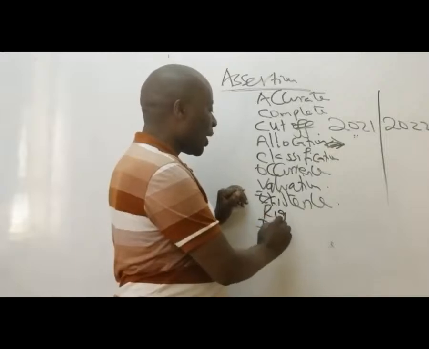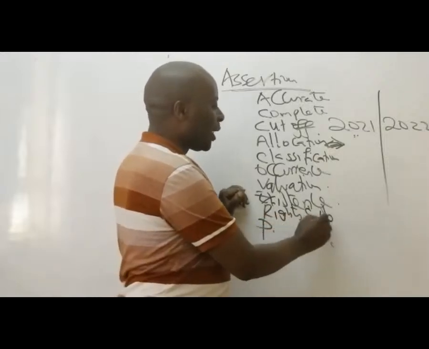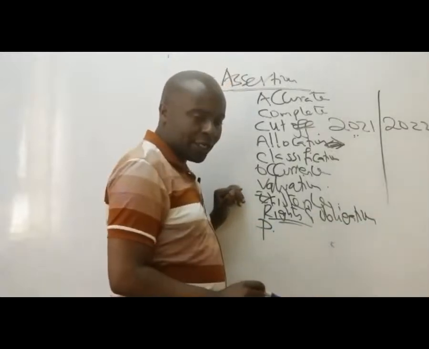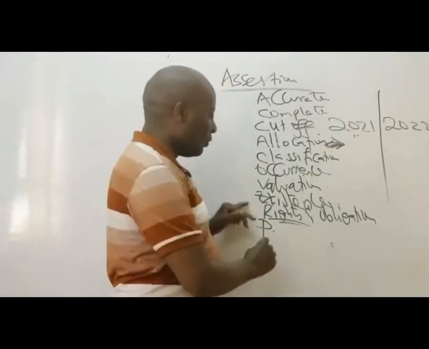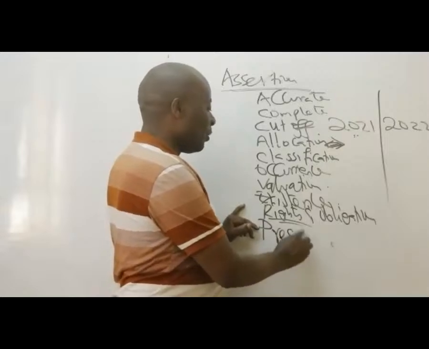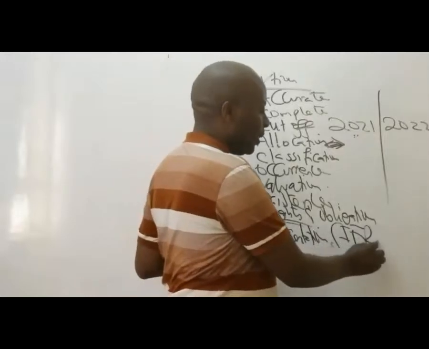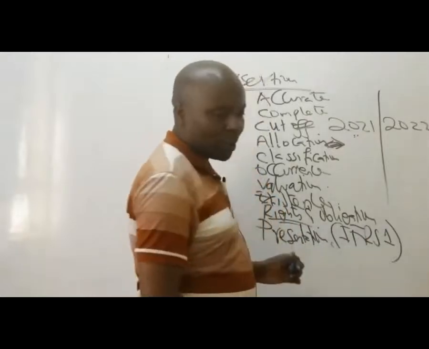Then we have what we call rights and obligations, like if you have a right to a vehicle, you must be having a logbook, right? You must be having a logbook. Then we have this P, which stands for what here? Presentation. How do we present this? Are we able to present our financial statements as per the dictates of IFRS 1?